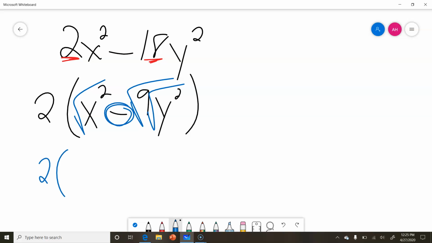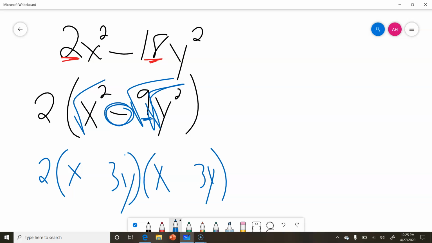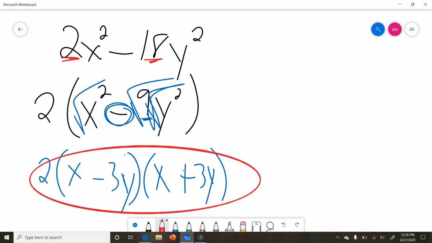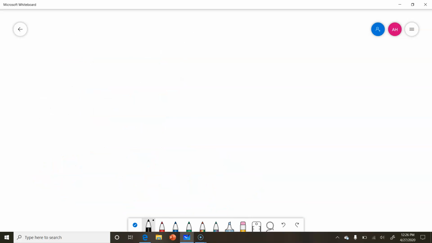So I can write 2, and then I have x and x, that's the square root of x squared. Then I have the 9 here, which is 3, right? The square root of 9 is 3. The square root of y squared is y, and it's a difference of squares, so one is plus and one is minus. And there is my final answer, okay? So if you need to watch that again, just make sure that you take the square root of these, and that's how you know when you have a difference of squares and when you're done with that.